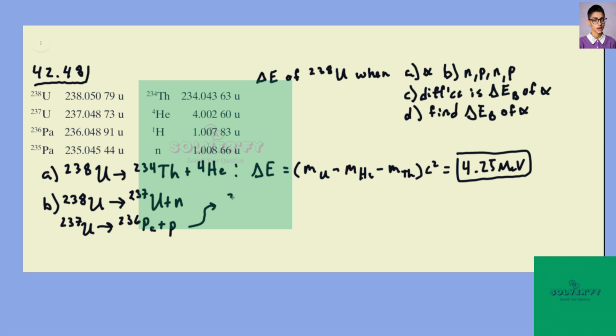Now our protactinium-236 decays into, we take out a neutron, so it decays into protactinium-235 plus a neutron. And then our protactinium-235 decays into a proton plus thorium-234. And you'll note that we're given the masses for all of these.